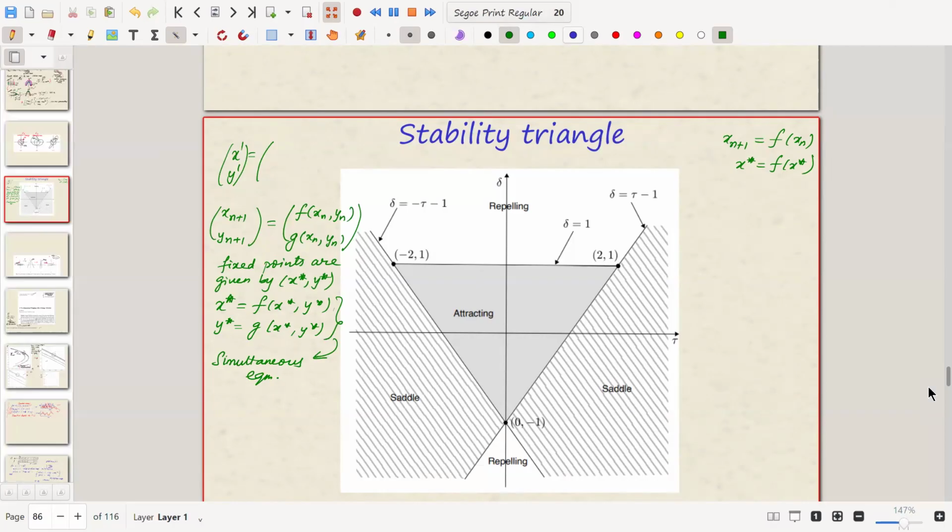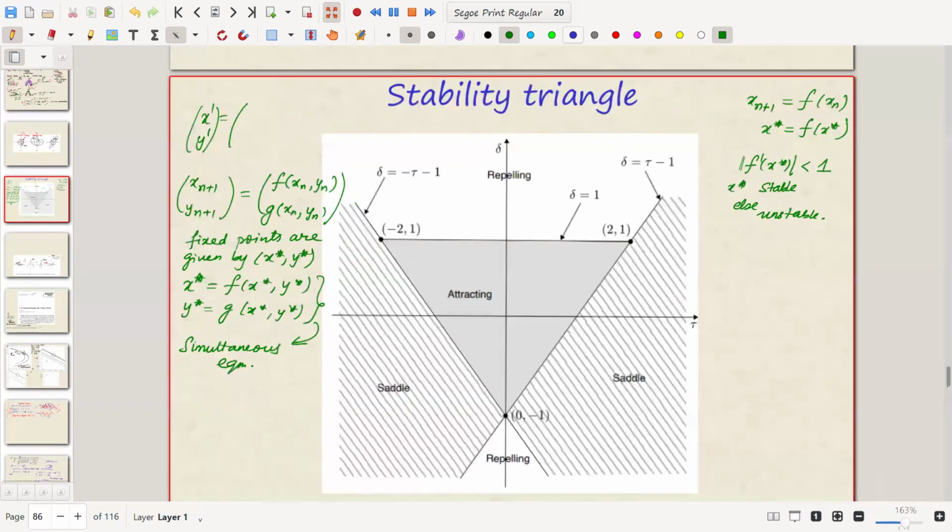Take the derivative. Yes. In 1D maps, you were able to take the derivative very nicely, because you had one variable and you just took df by dx. And what you were checking: if the mod of the derivative of the map is less than 1, then x star is stable, else unstable, isn't it? Okay. Now, in the case of a 2D map, how will you proceed?